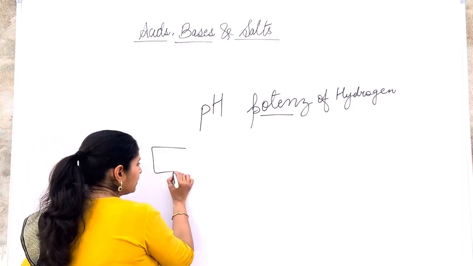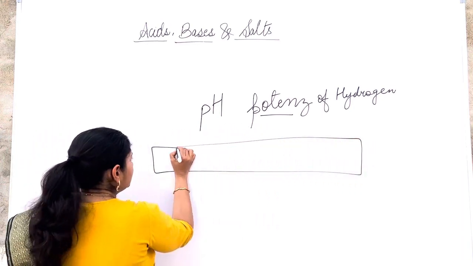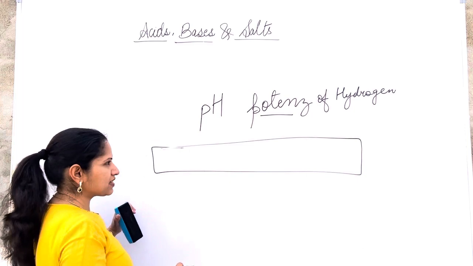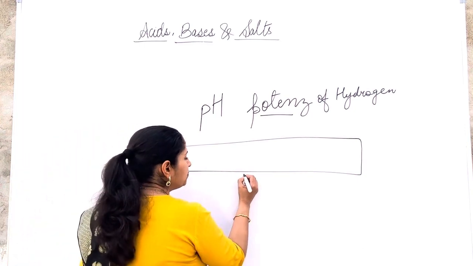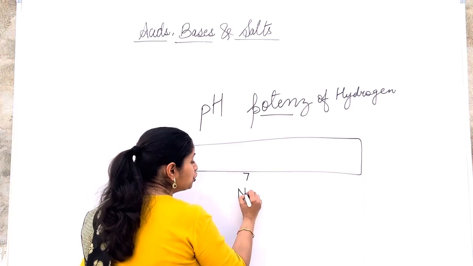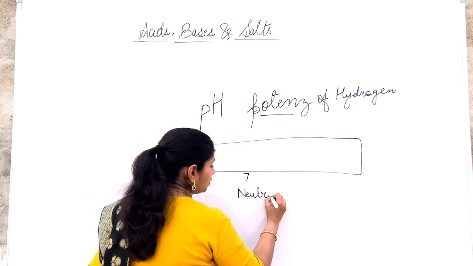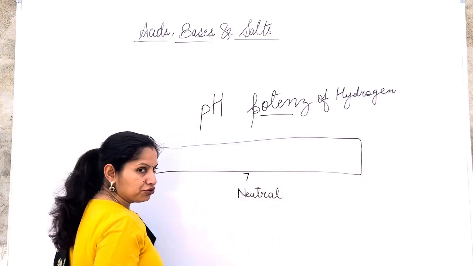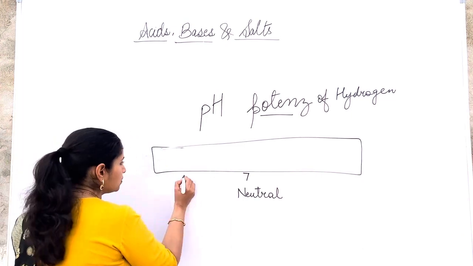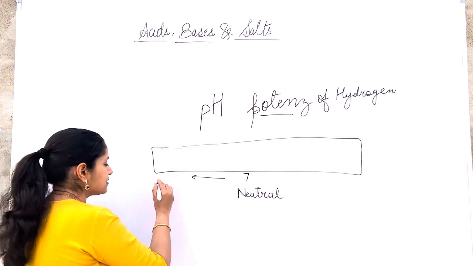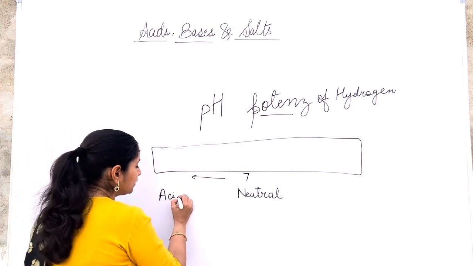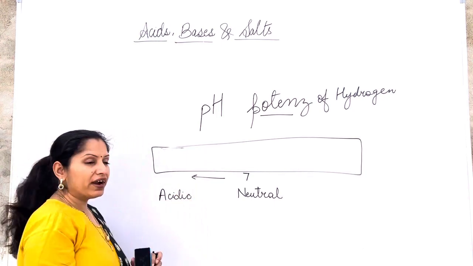How much acidic or how much basic a substance is on the basis of pH, how can we find out? If the pH is 7, that is a neutral solution. And if the pH is decreasing, going towards 1, then it is acidic. The lesser the pH, the more acidic it is.